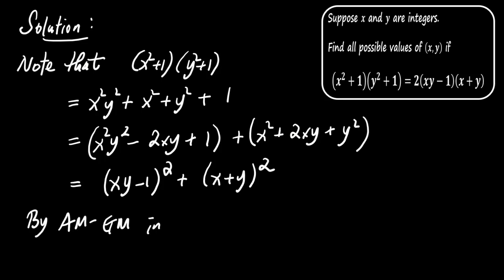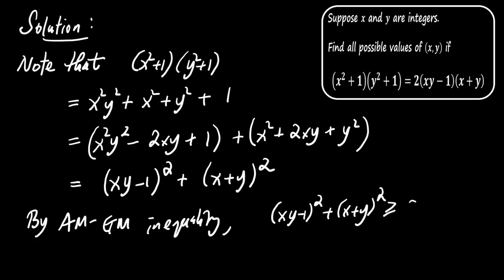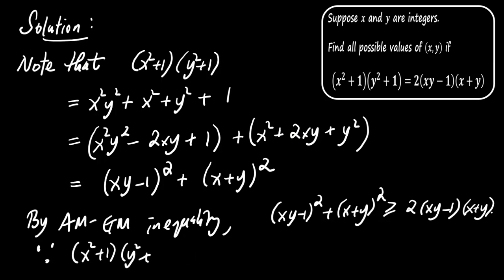Now, applying the arithmetic mean-geometric mean inequality, we know that (xy minus 1) squared plus (x plus y) squared is greater than or equal to 2(xy minus 1)(x plus y). Since the equation is an equality, this confirms that there's a close relationship between x and y, which will help us further in solving this equation.